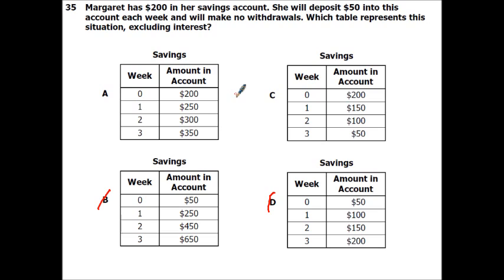Her account's going to go up $50 each time. So this is going up 50, up 50, up 50. This one's going down, down, down. So that means A would be our answer.